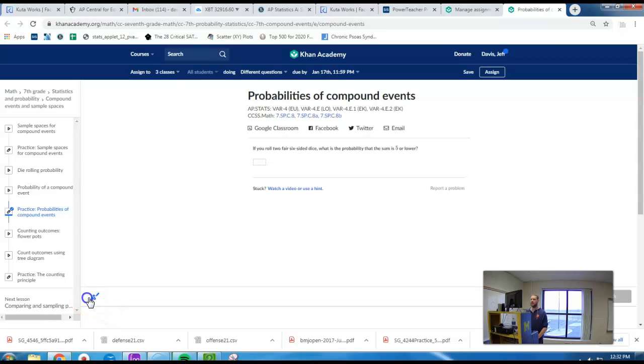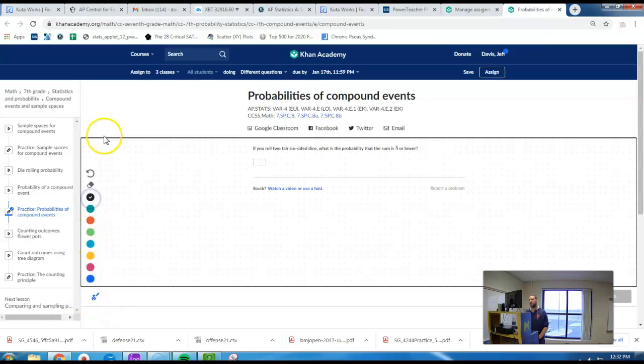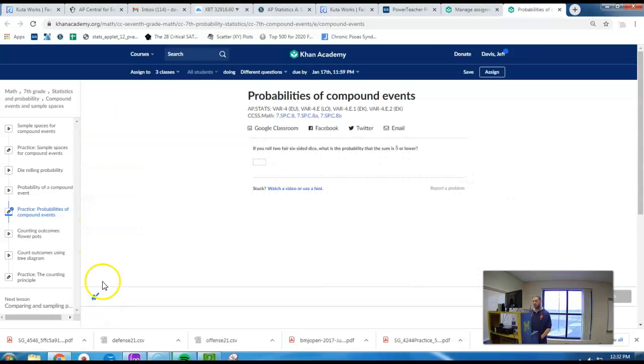Okay, probabilities of compound events. These are typically a little bit of work. They're not that difficult, but just getting your stuff organized is the hard part here. So if you roll 2 pairs, 6-sided dice, what is the probability this is 5 or more?